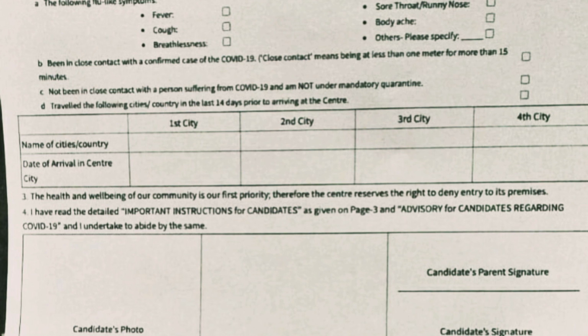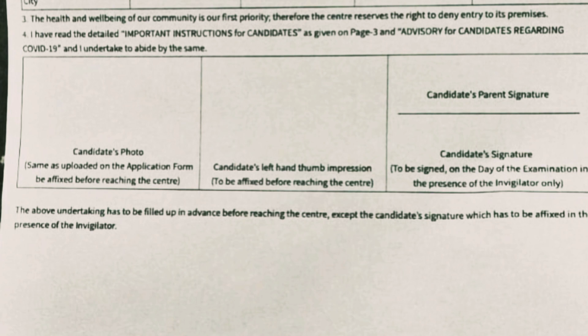And in the last column, we can see a place where you have to paste your photograph, that is the candidate photograph, and it should be the same as that in the application form. What is important to note is that you have to affix your photograph at your home itself, before reaching the center. And the next column is the candidate's left hand thumb impression. It should also be affixed before reaching the center. That is, you have to put your photograph and your thumb impression at your home itself. There is no facility to affix them at the center.